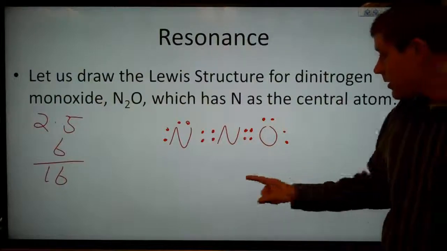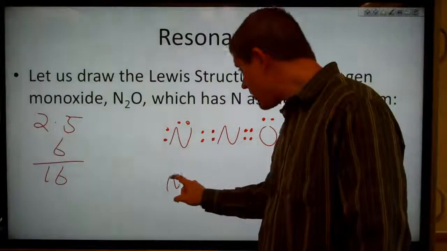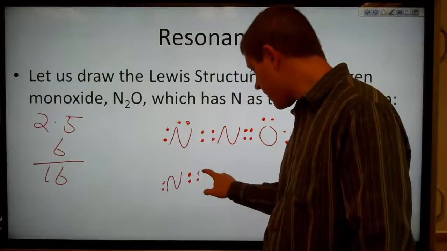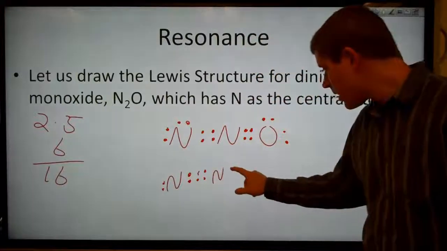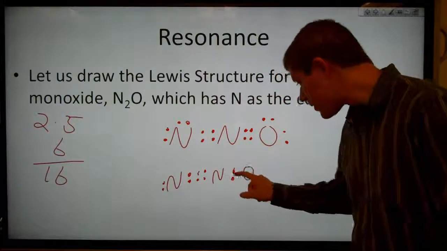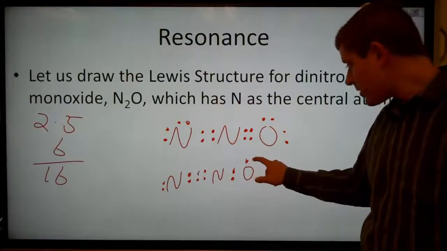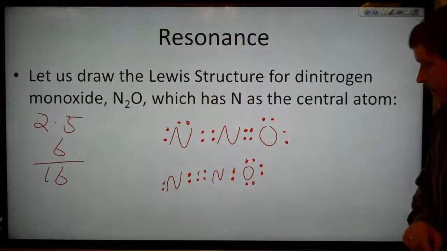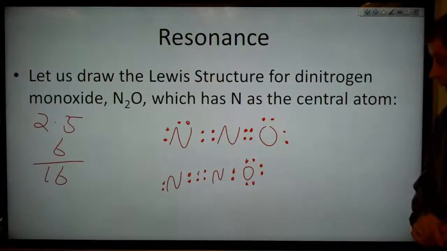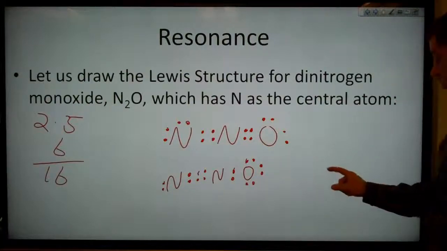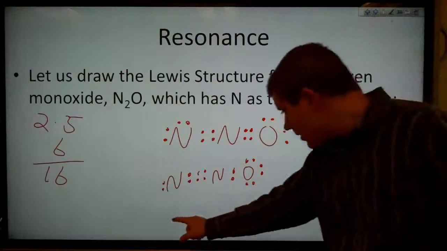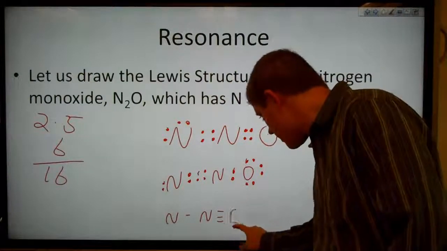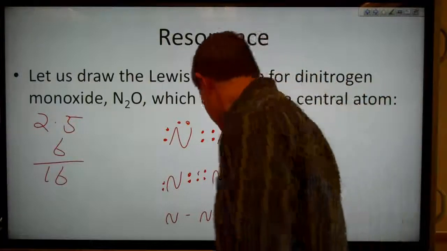But I didn't have to draw it that way. I could have drawn it with the left nitrogen having a triple bond to the central nitrogen and just a single bond to the oxygen, where the oxygen would then have 3 lone pairs of electrons. Or I could have done the opposite. I could have had the triple bond between the nitrogen and oxygen. And so now I'm going to draw it like this.